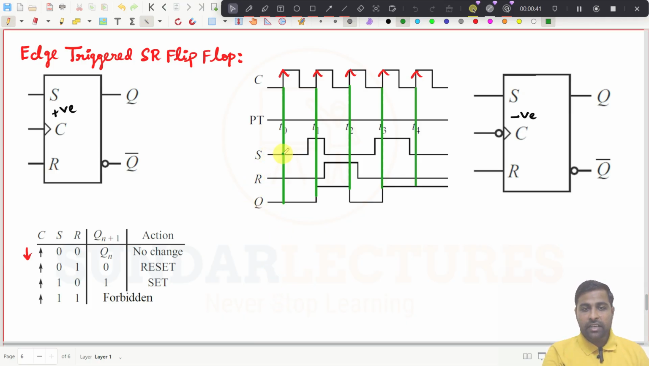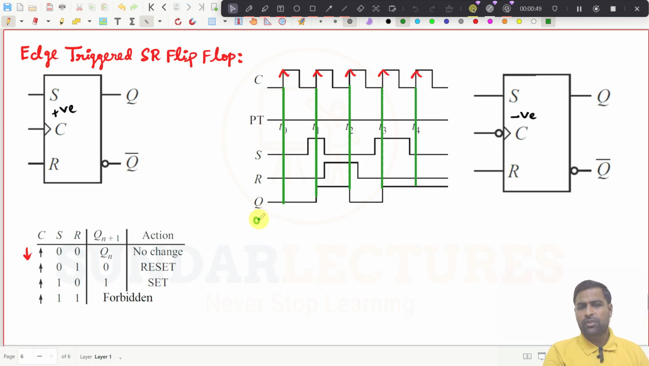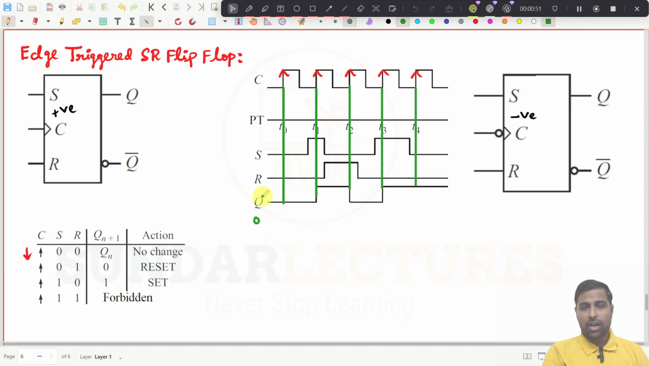So at this instant, see here, we have to see the output here. At this instant, what is the input here? S is equal to 0, R is equal to 0. So I am assuming Q is equal to 0 before that point, right? So it remains the same because S is equal to 0, R is equal to 0. Then what is the output? This is 0 now. So it won't change the output until this point. Try to understand, because there is a rising clock pulse at this instant only.